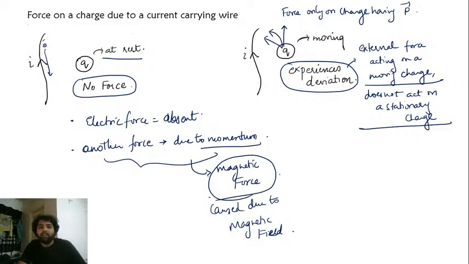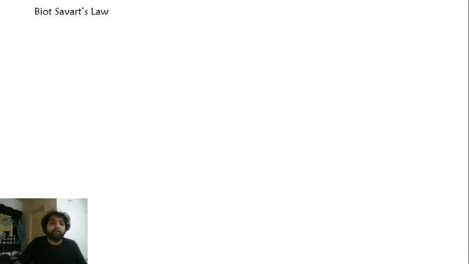The magnetic field is the field which produces magnetic force. This magnetic force is experienced by a moving charge and not by a charge at rest. So it will also depend on the momentum of the body. One thing you have to understand, that's the main crux. So the first law we will discuss in magnetic field is Biot-Savart's law.